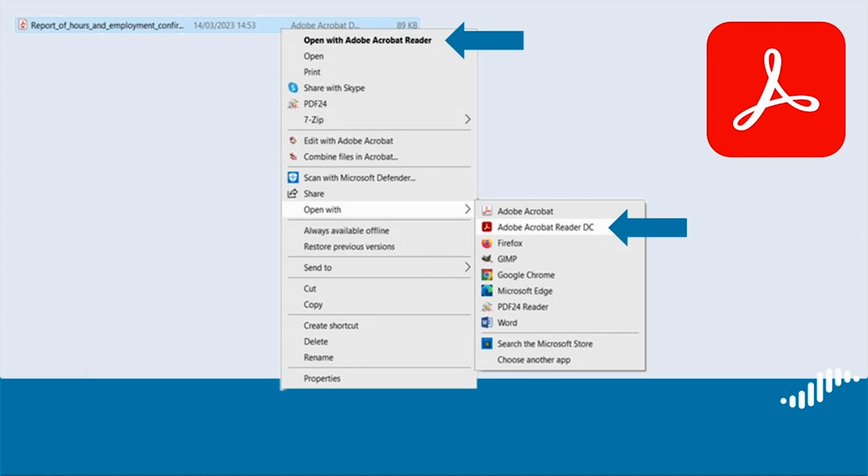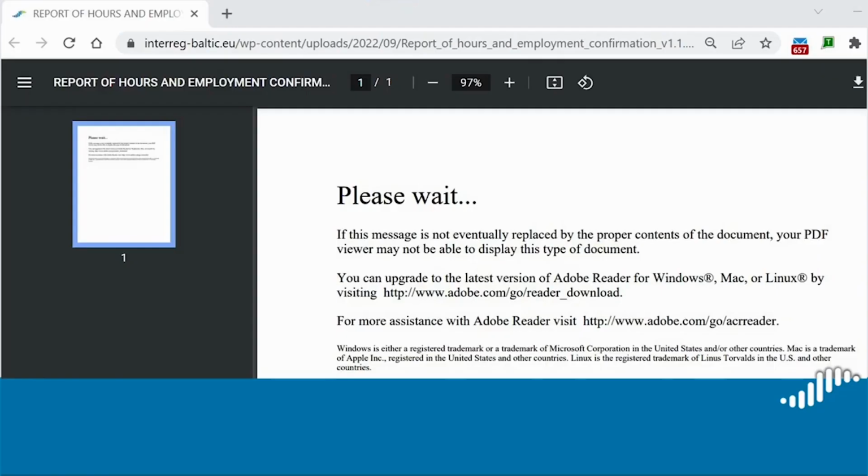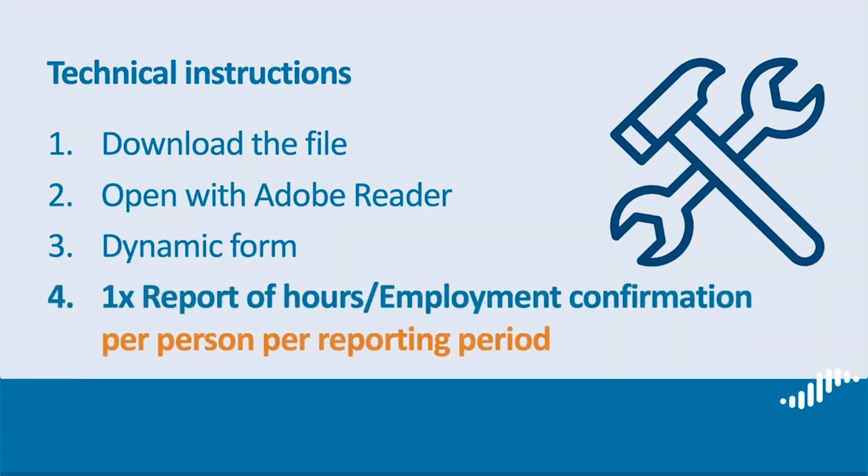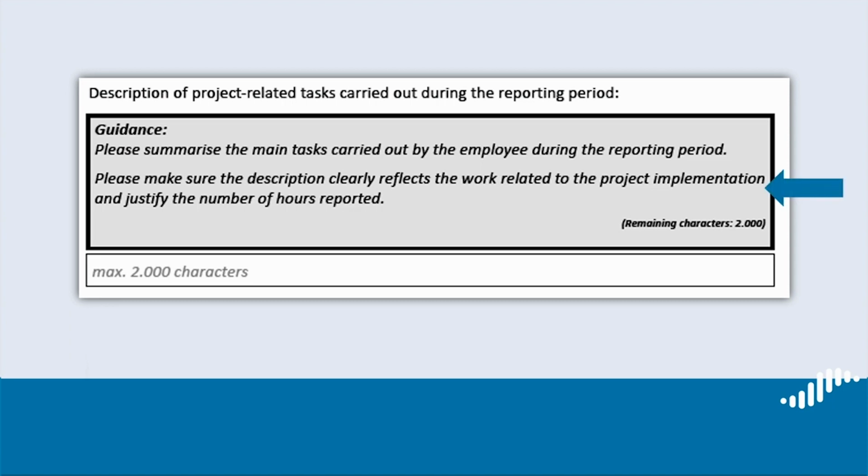Other PDF viewers or internet browsers will not be able to open the form, or they might even damage the form and its functions. Third, the form is dynamic. This means fields might be hidden or calculated automatically. Fourth, you need one report of hours and employment confirmation per person and per reporting period. Fifth, in the document you will find gray fields with guidance text. Please be aware that these fields will be automatically hidden when printing the document.